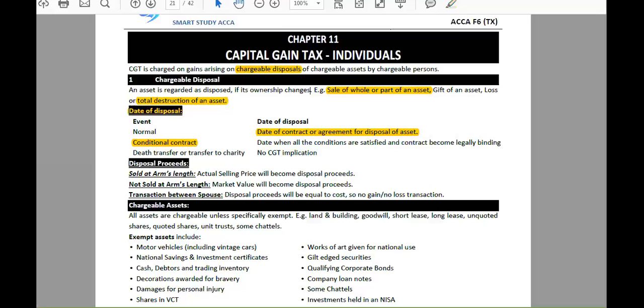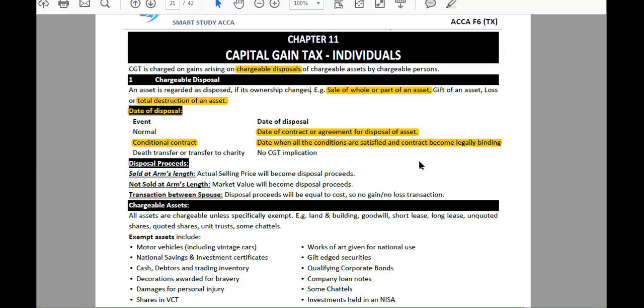So contingent contracts are contracts which depend upon certain conditions to become legally binding. In this case, if the contract for the disposal is a contingent contract, it will become legally binding on the date on which all the conditions are satisfied.